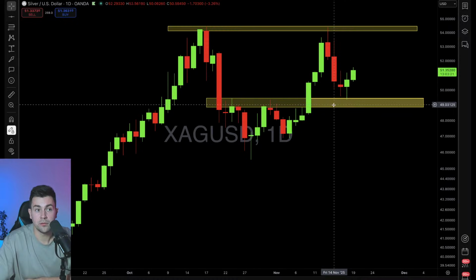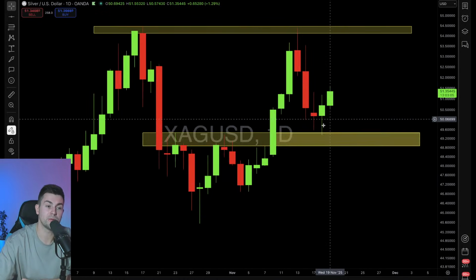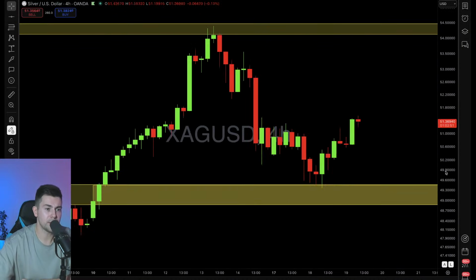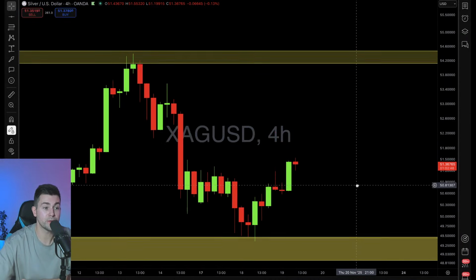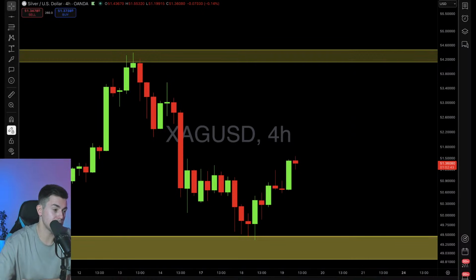So from that support, it is reasonable for us to look for buying, to look for confirmation to buy. And when I swing trade, I usually rely on 4-hour time frame confirmations, on 4-hour time frame setups. So let's analyze how the price reacted to that support, and let's discuss what confirmation we can rely on to open a swing trade on silver. If we open the 4-hour time frame, we will see a very classic bullish price action pattern.